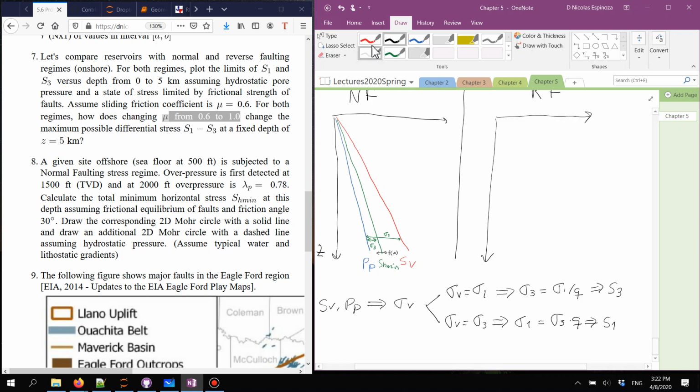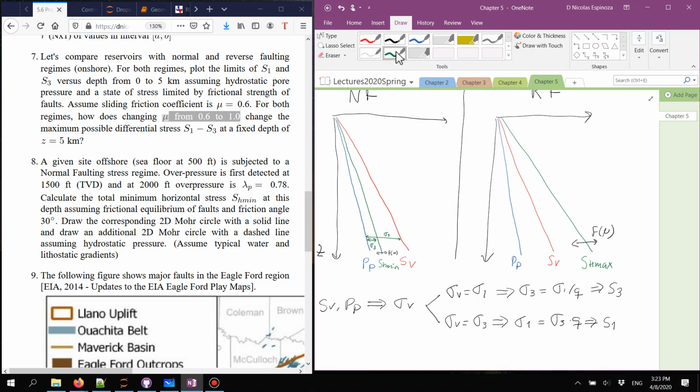For the second case, it's going to be similar. Again, we're going to have here SV, something that you know. You're going to have hydrostatic pore pressure, as we have assumed in this problem. What you have to tell me now in this case is what is going to be the maximum value of SH max. Let me try to draw the line again. What is going to be SH max, also depending on the friction angle. The bigger the friction angle, the higher SH max is going to be.